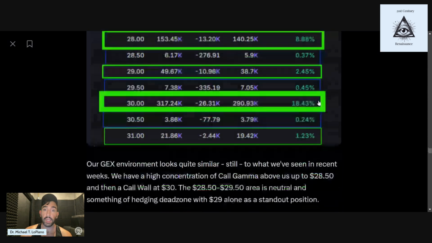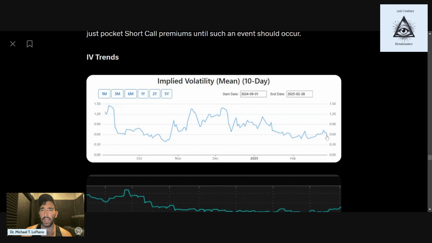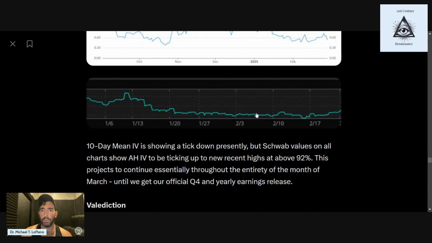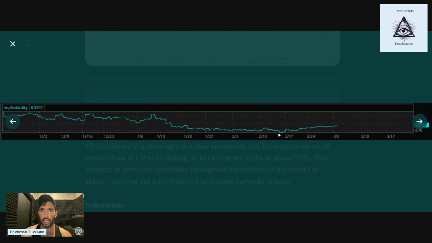So if we take a look, we can see, not showing here on the 10-day mean IV levels, but certainly Schwab IV still ticking up, right? We've been doing that since mid-February. We've been ticking up, even though our price basically throughout this entire period has been moving down. That's not what we see typically in GameStop.